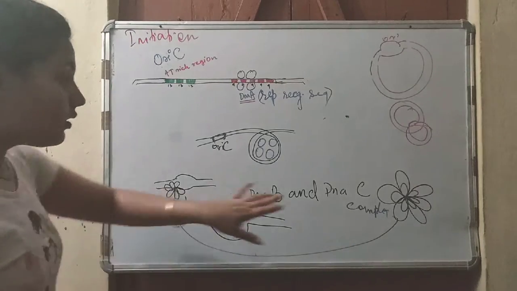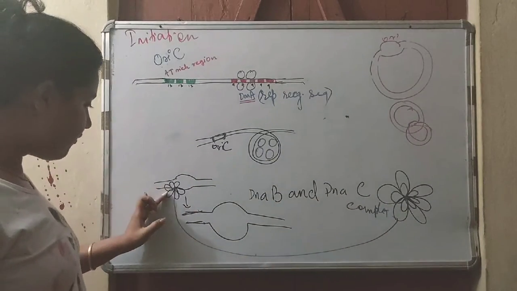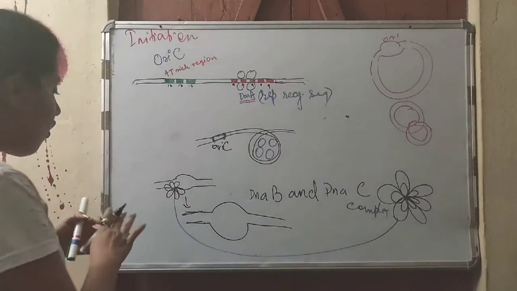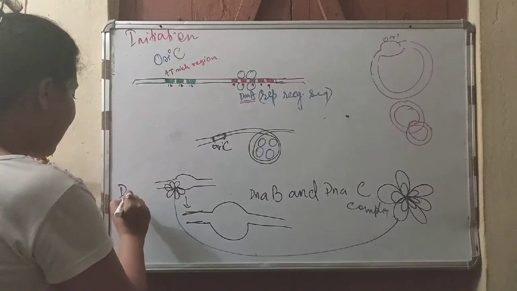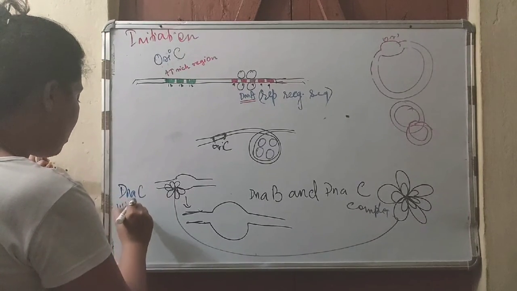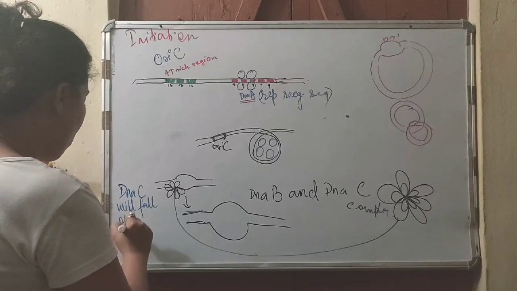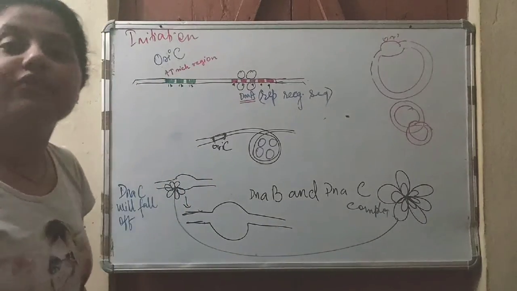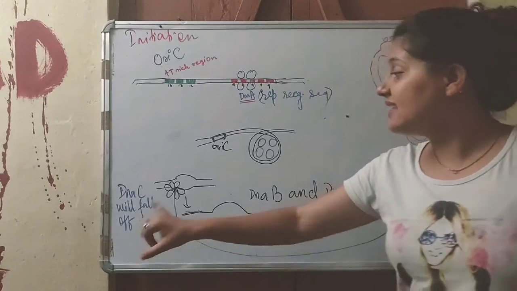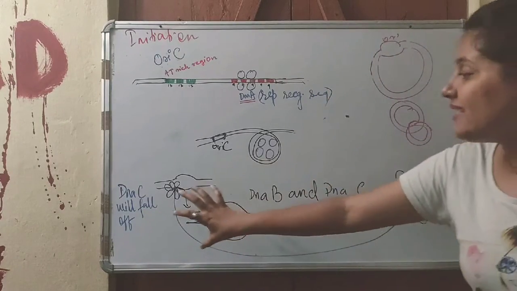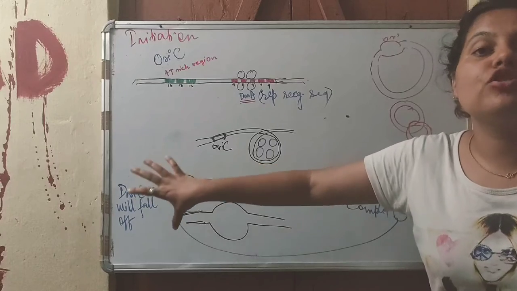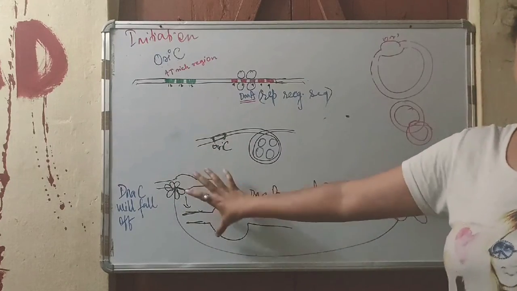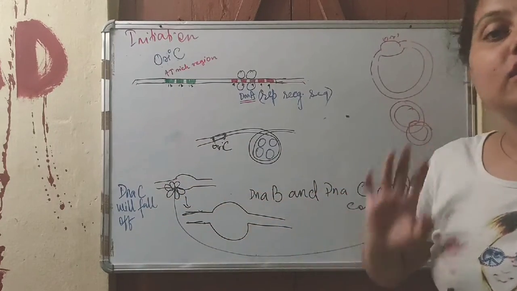Now why have I not drawn this DnaC? I have drawn only the black one and not the blue portion, because DnaC will fall off as soon as DnaB binds to one of the sequences, because DnaC is just helping DnaB to recognize the replication bubble or the melted portion. After DnaB recognizes the melted portion, DnaC will just fall off.